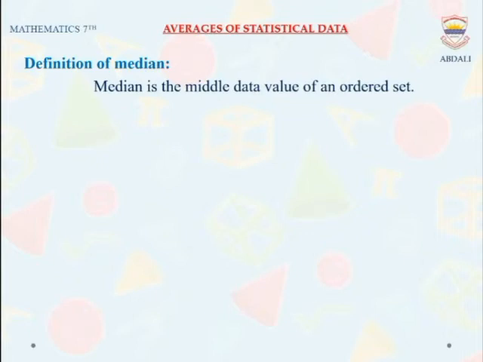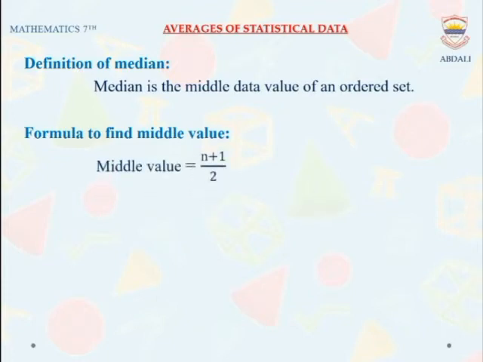Okay? And here is a formula to find the middle value, which is middle value equals n plus 1 by 2, where n means the total numbers of the data set. Okay, like you have an 8-digit data set, that's why your n becomes 8. So n represents the total numbers of your data set.